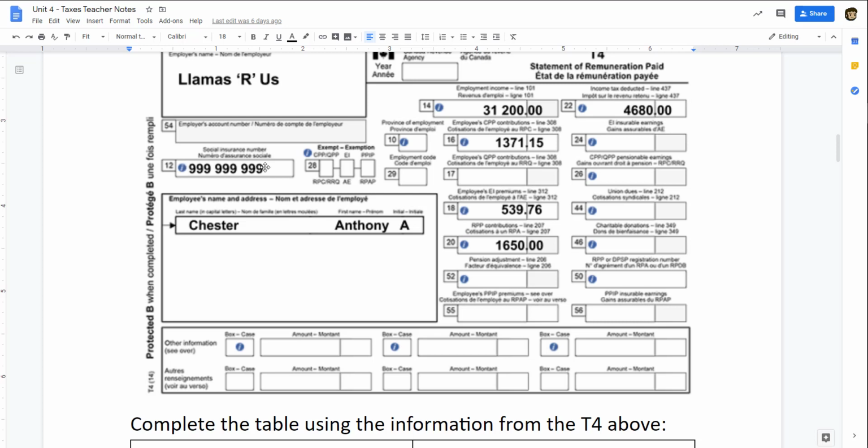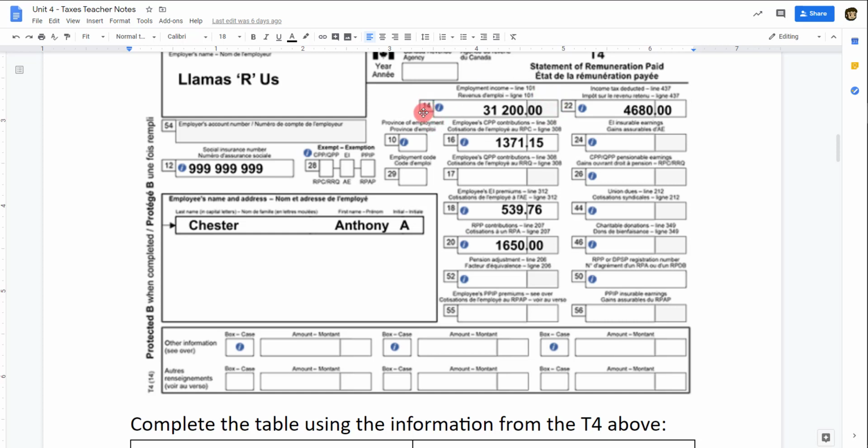The social insurance number, that's a fake social insurance number, obviously, because I'm not going to use someone's real number or name. We have Anthony Chester down here. Then we have employee income, $31,200 for their total income.